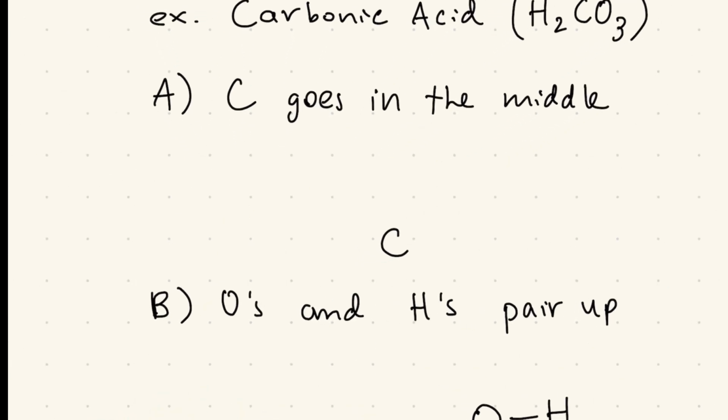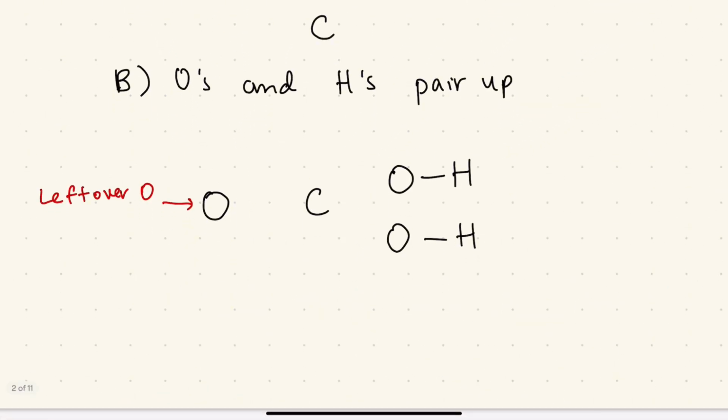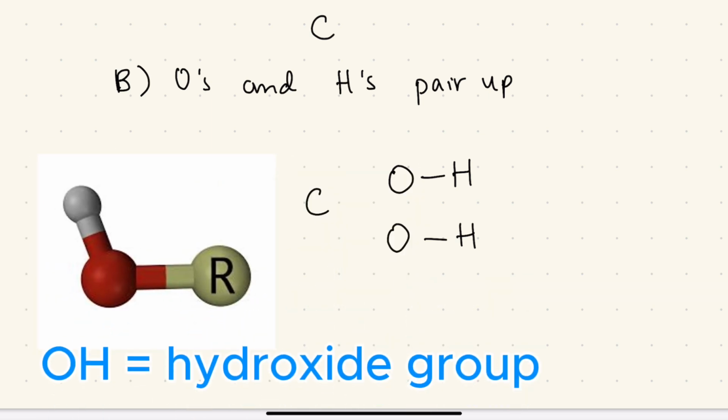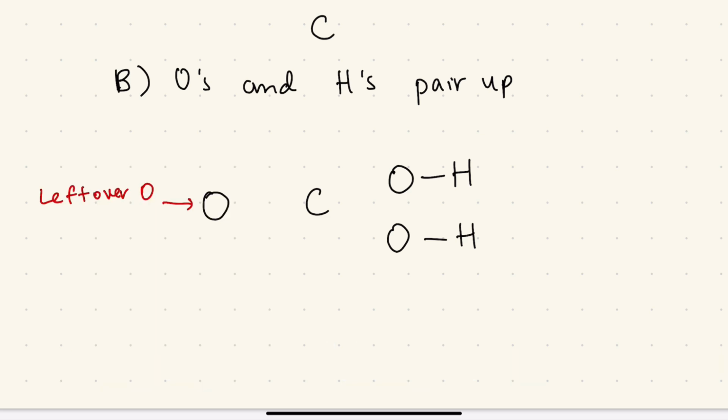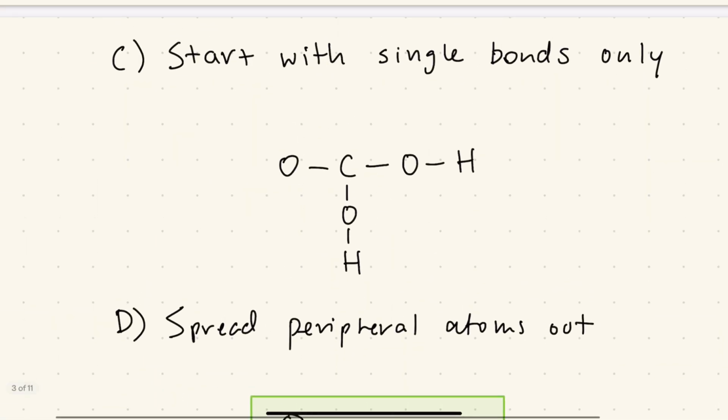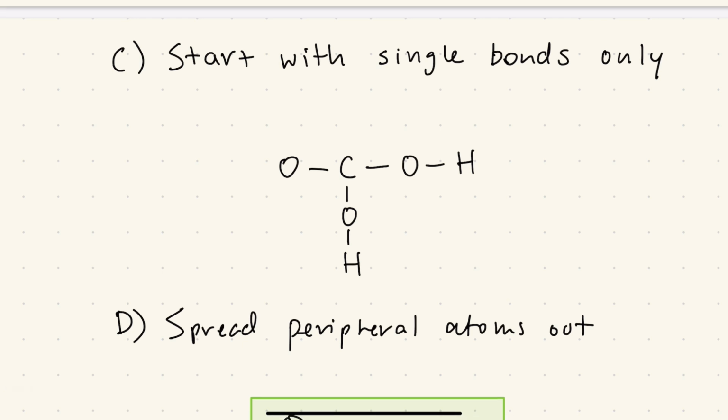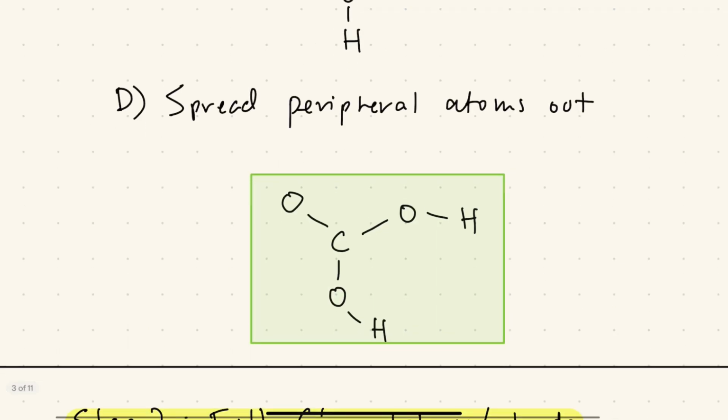My next tip is that whenever a molecule contains both O's and H's, we want to pair them up into OH, or hydroxide groups. Since there are 2 H's and 3 O's here, we can make 2 OH groups and have 1 O left over. Next, we'll organize the other groups around the carbon using just single bonds for now. And finally, to make this a little more accurate, we'll spread out all of the peripheral atoms around carbon evenly. For more details on how to do this, check out my upcoming video on steric number and molecular geometry.